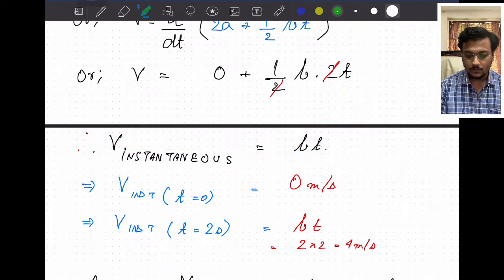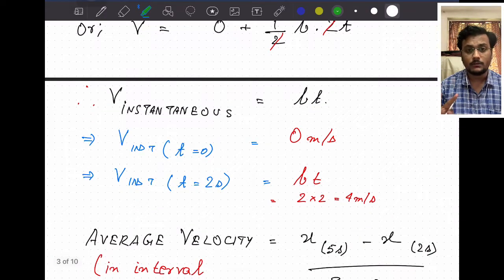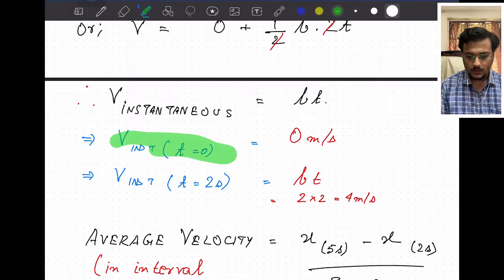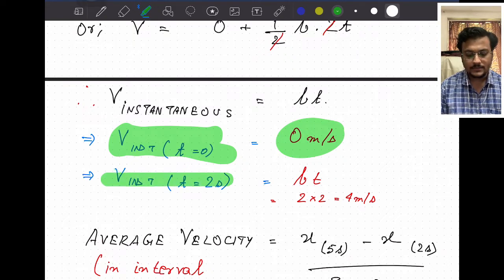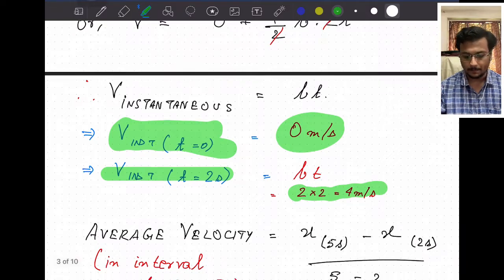So let's put the values here. We were required to find the velocity of the particle at time t equals 0 seconds, that is at the start, and also the velocity of the particle after 2 seconds. If we put the value of t equal to 0 in this equation, we end up with 0 meter per second. Yeah, you should write the units also. And similarly, the instantaneous velocity after time t equals 2 seconds, we have b times t. b was equal to 2. So we have the velocity of the particle as 4 meter per second.